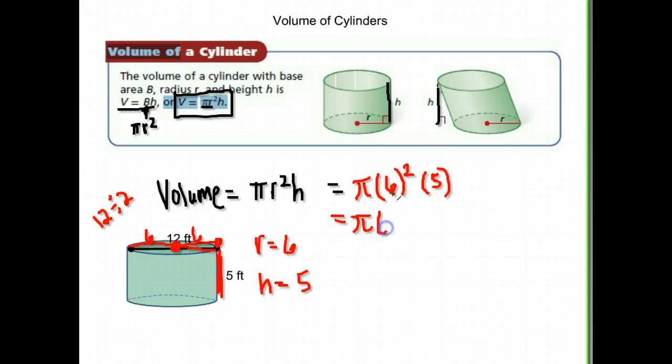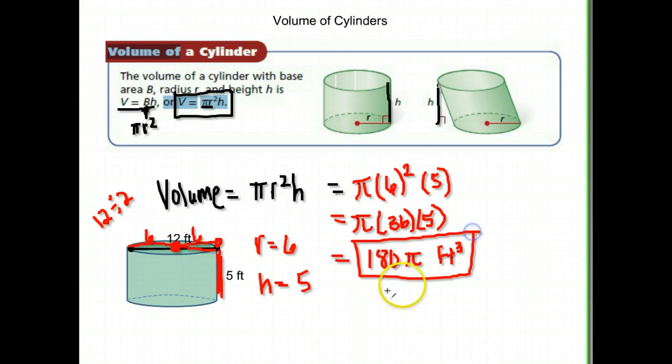That's pi times 6 squared, which is 6 times 6, which is 36, times 5. Let's go ahead and multiply the 36 and the 5. 36 times 5 is 180. And then we have pi, and this would be in feet cubed. Okay, this would be our answer with pi if they want it with the pi in it. If they want you to go ahead and round your answer, just take your calculator out and multiply by pi there. And so the decimal answer would be 565.487 about if we round off.